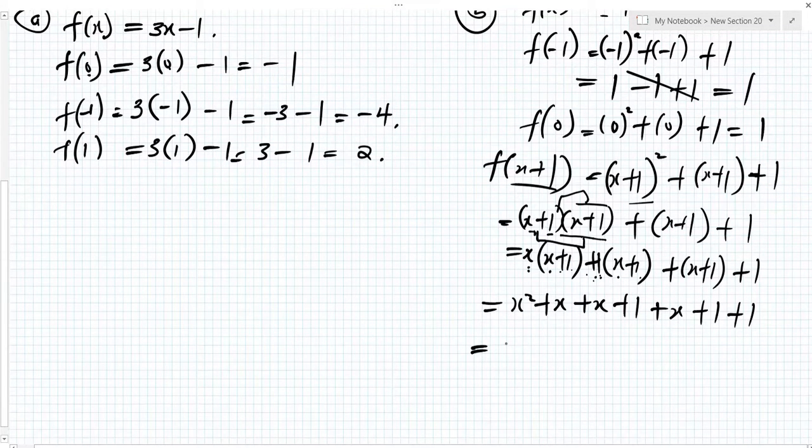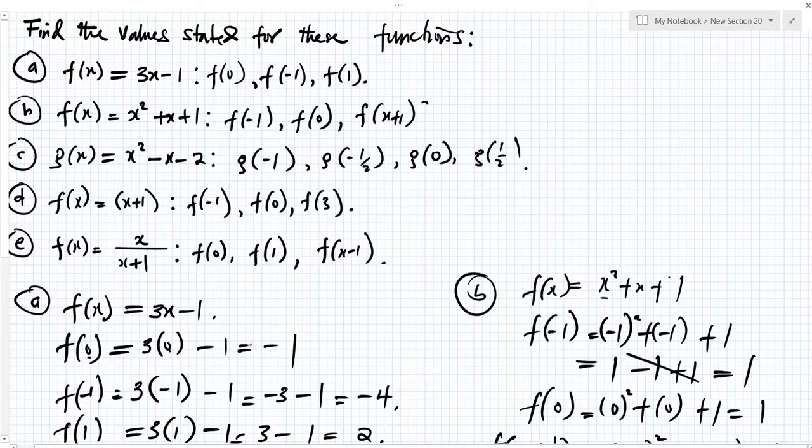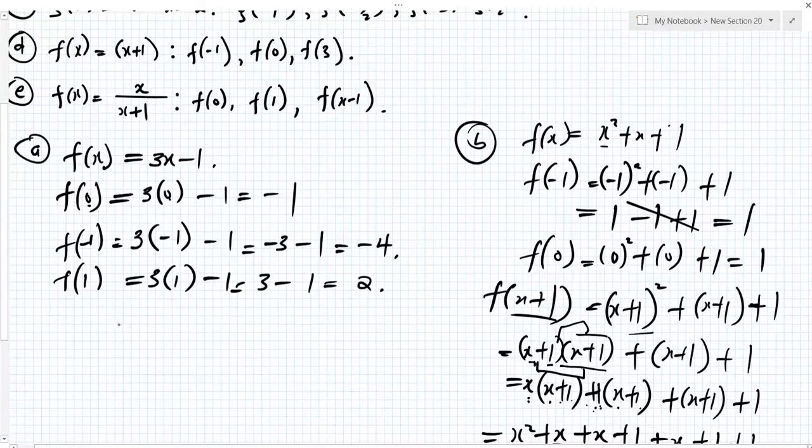To bring down the like terms, you have only x squared, and then you have plus 3x, and this plus this plus this, you have plus 3. So f of x plus 1 is x squared plus 3x plus 3. That is the final answer.